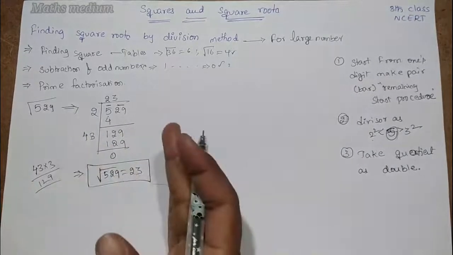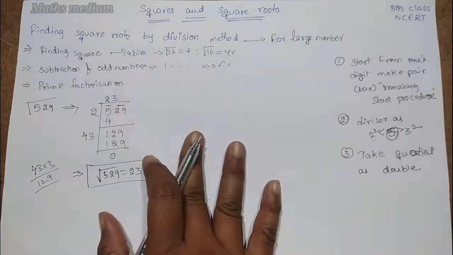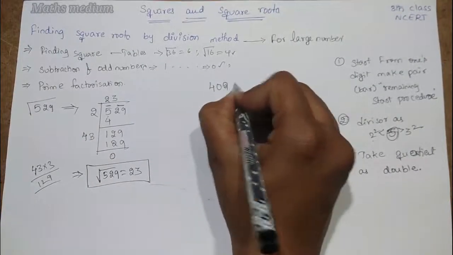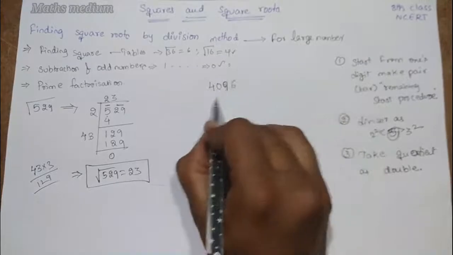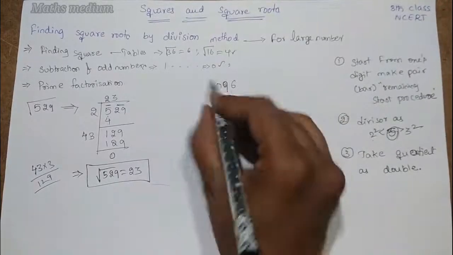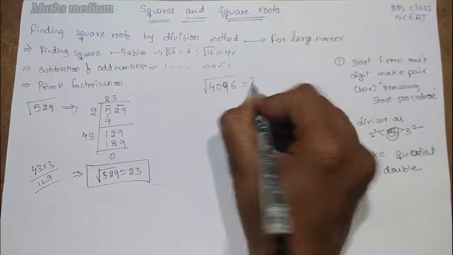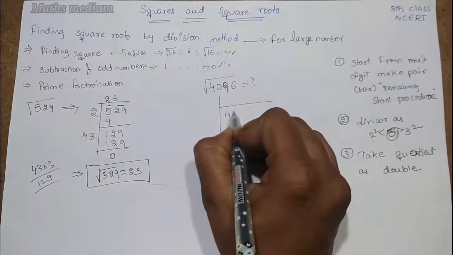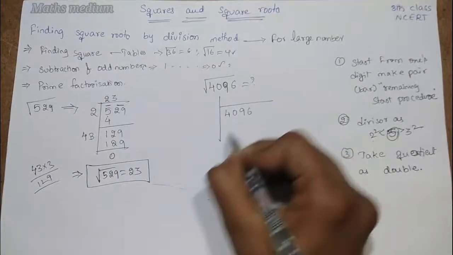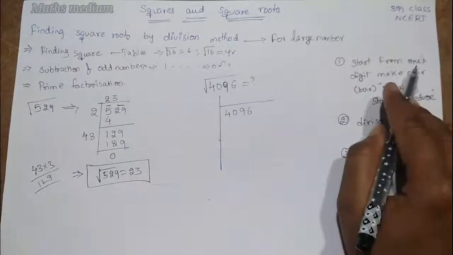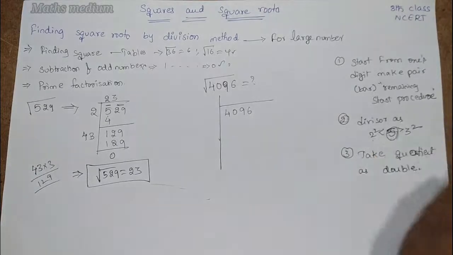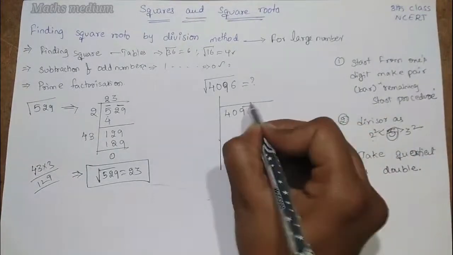I will explain it again in another problem. If you take another number, that is 4096, we have to find the square root of this one. So take it like this, 4096. Now start from the ones digit and make pairs, that is bars. So make the bars first of all.